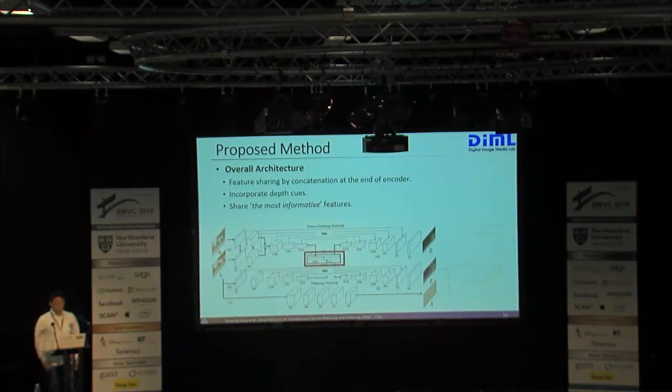Our overall architecture has feature sharing by concatenation at the end of each encoder of the stereo matching and transmission networks. By feature sharing, depth cues from the two tasks are incorporated into each other. We chose the location of feature fusion in a way that the two networks can share the most informative features.